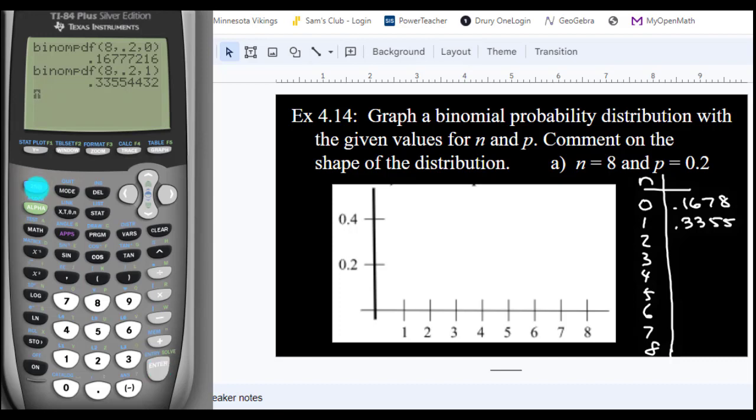Then we're going to go ahead and second enter. We're going to bring that back up, and this time I want to know about 2, and that is going to be 0.2936. And then we're going to go ahead and second enter, and we're going to put in the 3. And notice we get 0.1468. Second enter. This is just kind of practice. I may do it again the long way so you can see it. 0.0459.